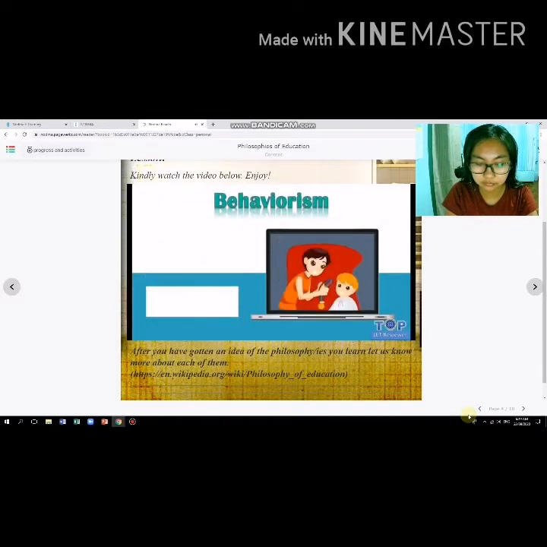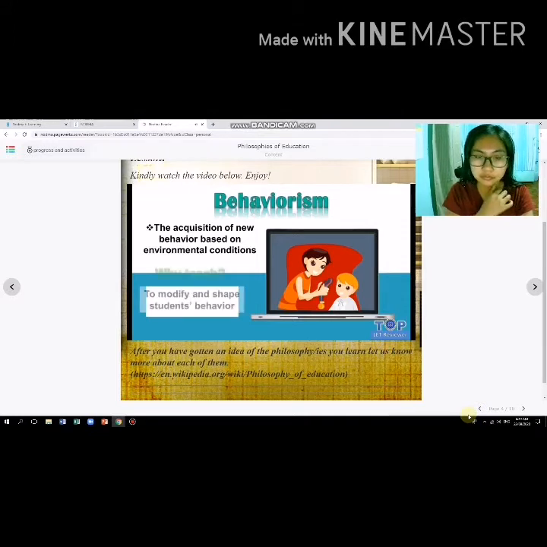Next is the behaviorism philosophy. Behaviorism focuses on the acquisition of new behavior based on environmental conditions. Behaviorists are concerned with the modification and shaping of students' behavior by providing for a favorable environment, since they believe that we are products of our environment.